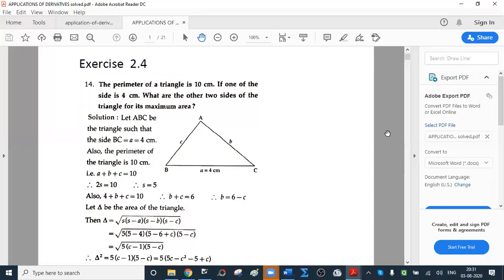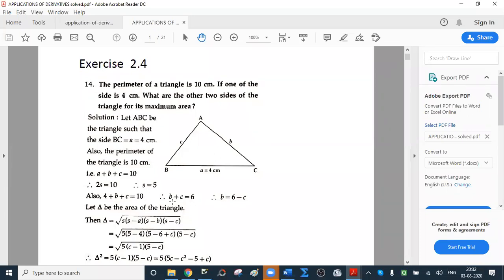Okay. Perimeter of the triangle is 10 centimeter. That is a plus b plus c equal to 10. So what is 2s? Basically, s is nothing but semi-perimeter. So 2s is 10. So what is s? 5. See, you must have done this in the topic trigonometric functions. So in that you have to use this formula. It is called Heron's formula. Perimeter is 10, so semi-perimeter is 5. Now 4 plus b plus c is 10. So b plus c is 6.